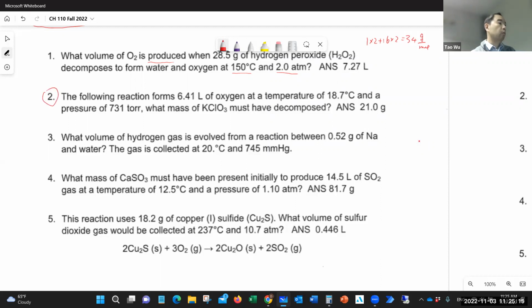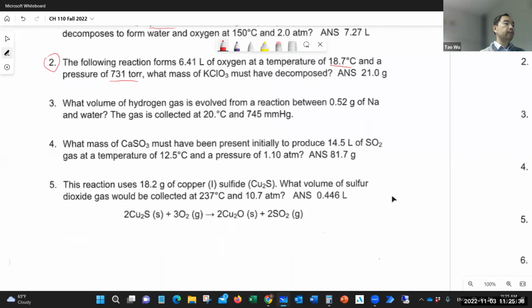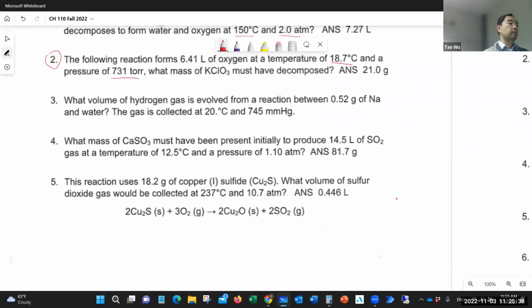The following reaction forms 6.41 liter of oxygen at the temperature 18.7 Celsius and the pressure 731 torr. So what mass of potassium chlorate must be decomposed? This one is hard for you because you don't know the chemical equation, so let me write down the chemical equation.